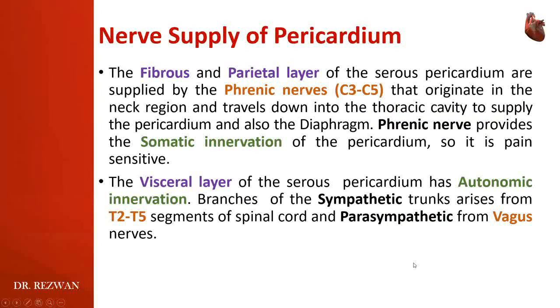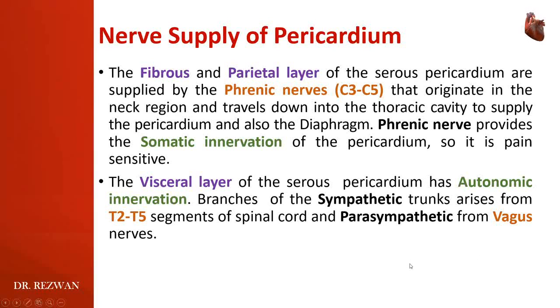Now what about the nerve supply of the pericardium? The fibrous and the parietal layer of the serous pericardium are supplied by the phrenic nerve. The root value is cervical 3 to cervical 5. That originates in the neck region and travels down into the thoracic cavity to supply the pericardium and also the diaphragm. Phrenic means diaphragm, so the phrenic nerve is also supplying the diaphragm.